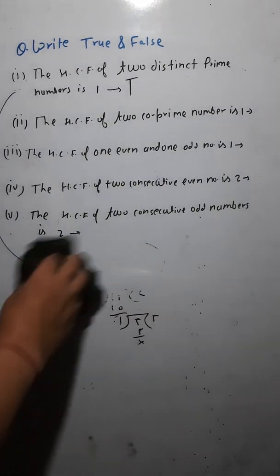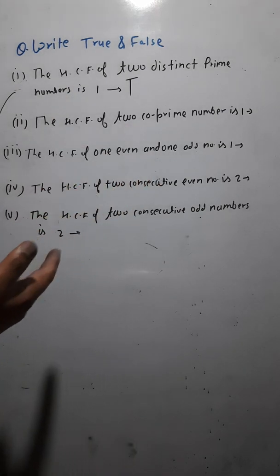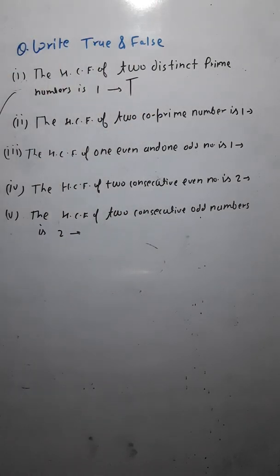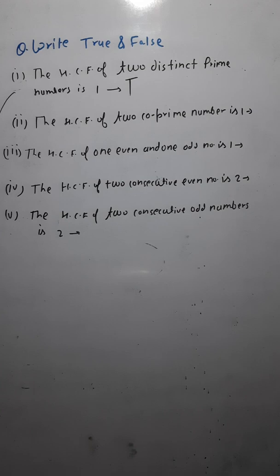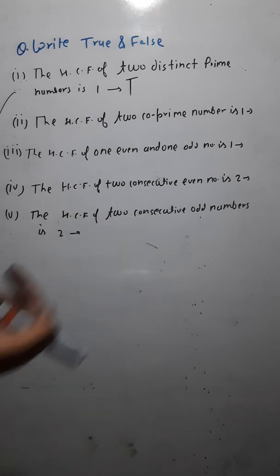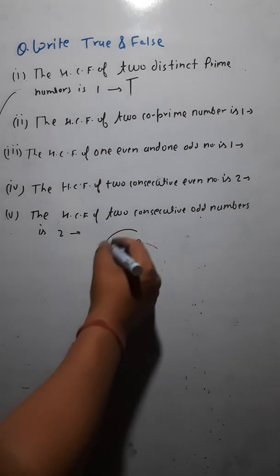Okay, now next question. The next statement is: the HCF of two co-prime numbers is 1. Co-prime numbers means two numbers having the common factor as 1. Two numbers having the common factor as 1 are known as co-prime numbers. Let's say 4 and 5 are also co-prime numbers. Let's take any other, like 4 and 9. If you see 4 and 9, these are co-prime numbers.